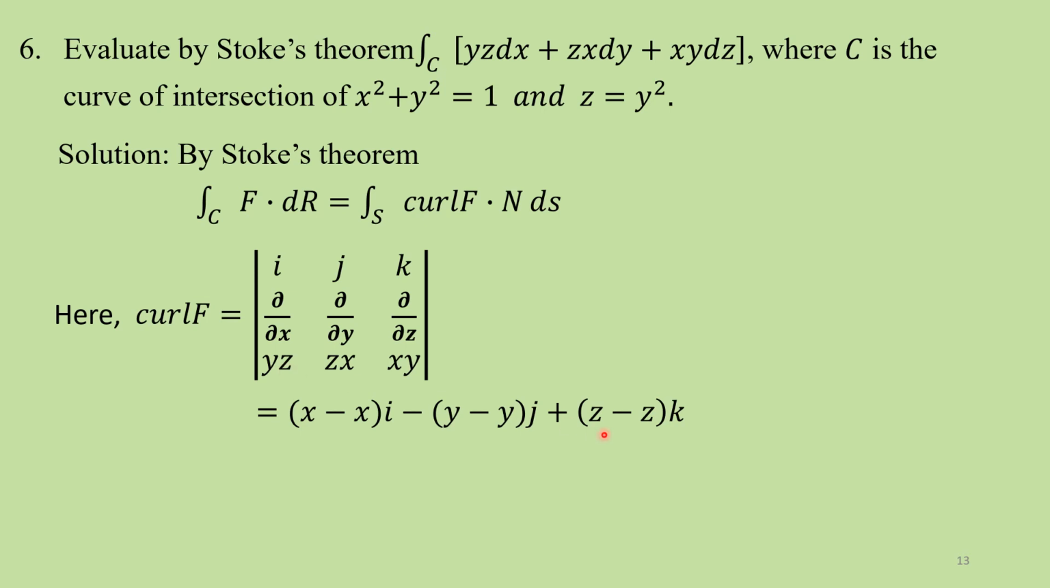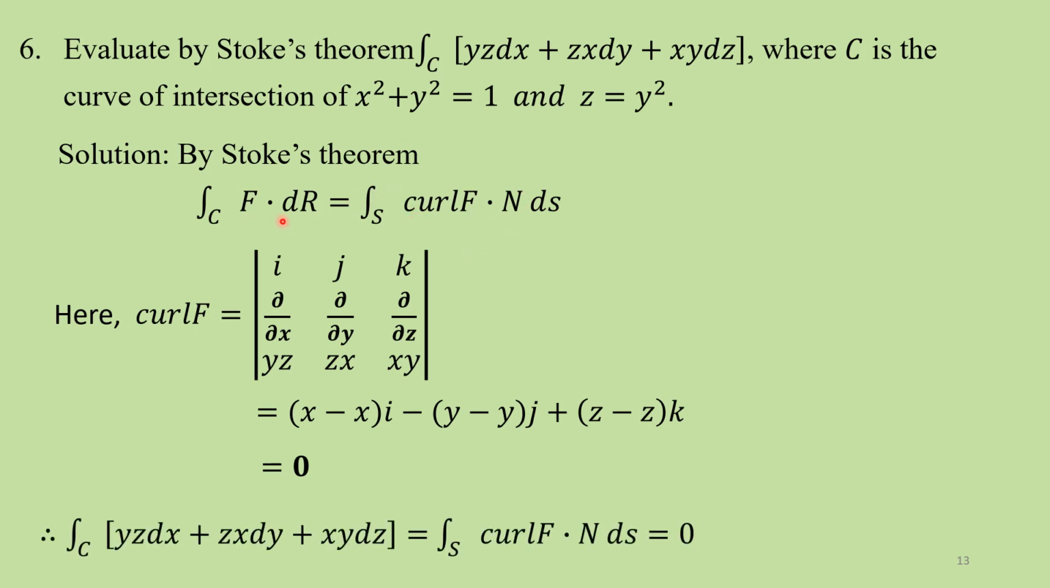So we have 0i plus 0j plus 0k, which is nothing but curl f is 0. The vector point function f is here actually irrotational, so thereby I can substitute over here. So the line integral of yz dx plus zx dy plus xy dz is nothing but the surface integral of 0. The integrand itself is 0. So thereby the answer is 0.